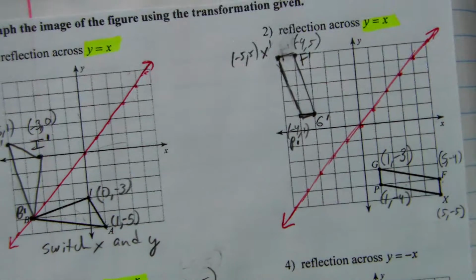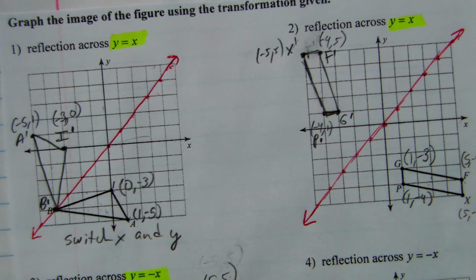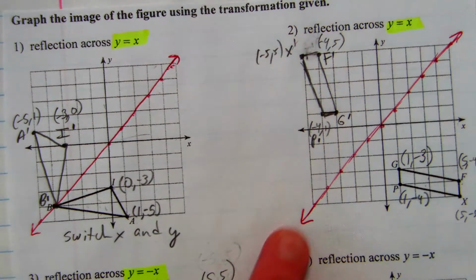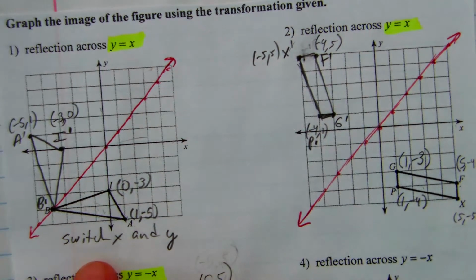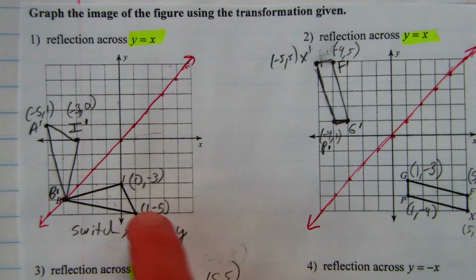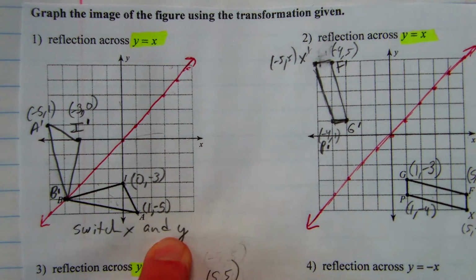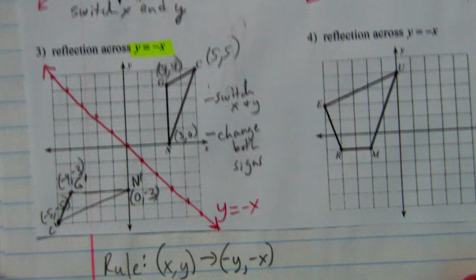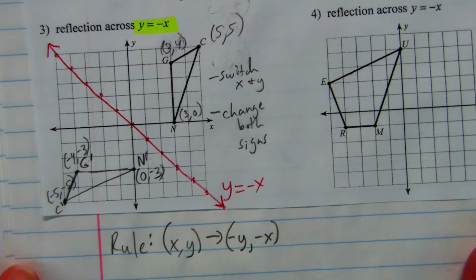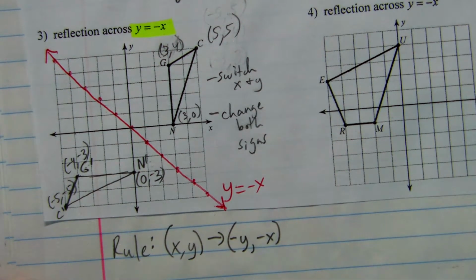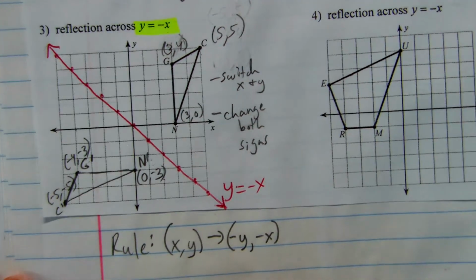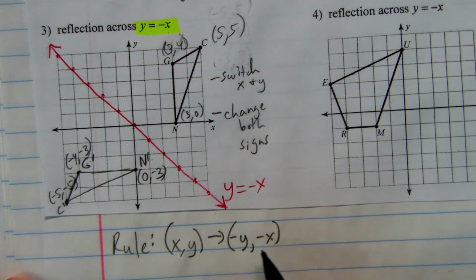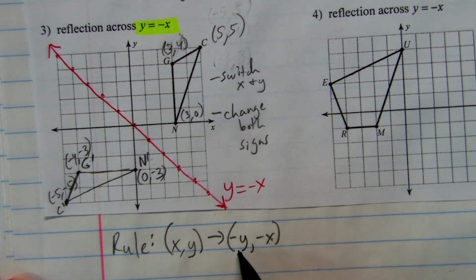Okay, so yesterday we were looking at reflections over the line y equals x. So the line y equals x looks like this. We talked about how to get that line, and we did reflections over that line, and we found that the rule, if we had all of the points, was to switch x and y. Then the last thing that we did was we flipped the line around, gave it a negative slope, and looked at y equals negative x and flipped points over that line. And we found that the rule was to switch x and y and to change both of the signs.